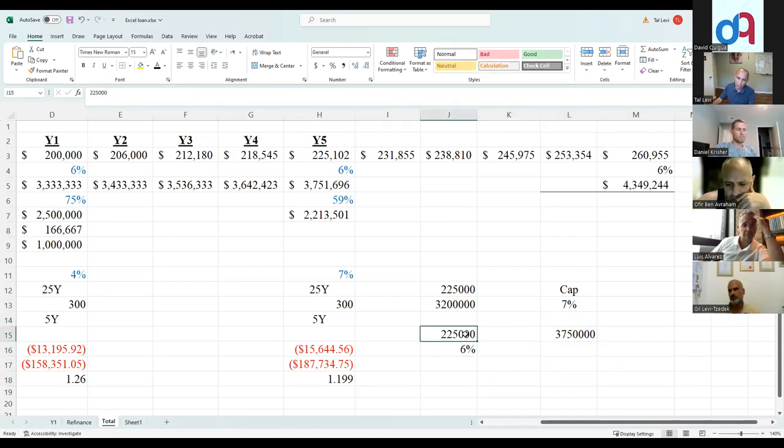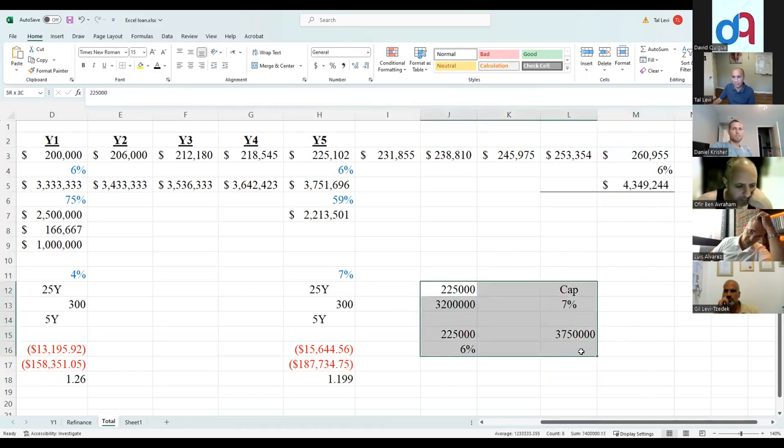When cap rate goes up, value goes down. What's going to happen if interest is going to go down? What will happen 10 years down the road? Two things helped me. NOI went up and cap rate went down. NOI went up, cap rate went down, value will go up.